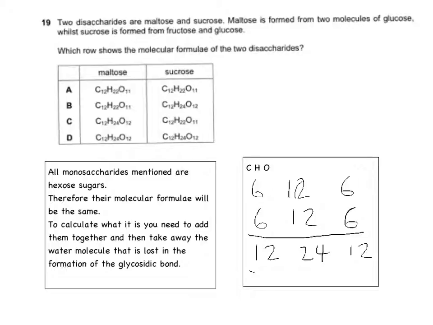So then we need to take away 2 H and 1 O. So that's going to be C12H22O11. And it's going to be the same for both disaccharides. So you then need to look along and look for C12H22O11 in both columns, which is here.